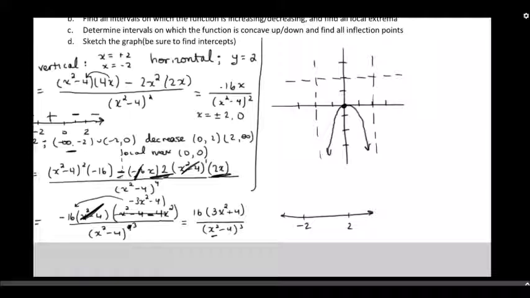If I plug negative 3 in here, I'm going to square it to get 9. 9 minus 4 is positive, to the third power is positive, so we're concave up when x is less than negative 2.